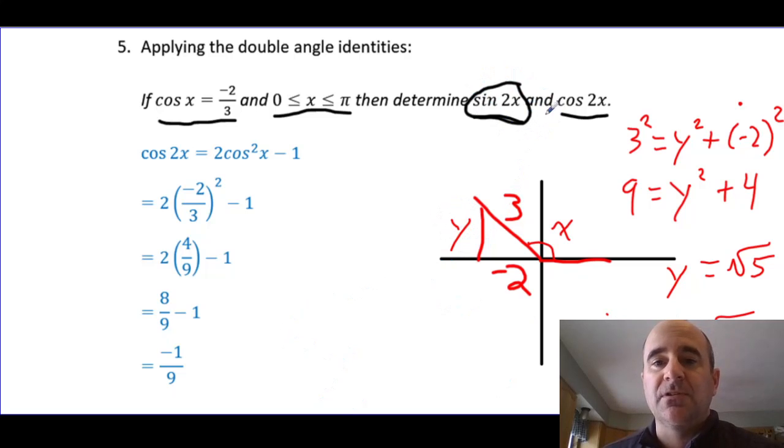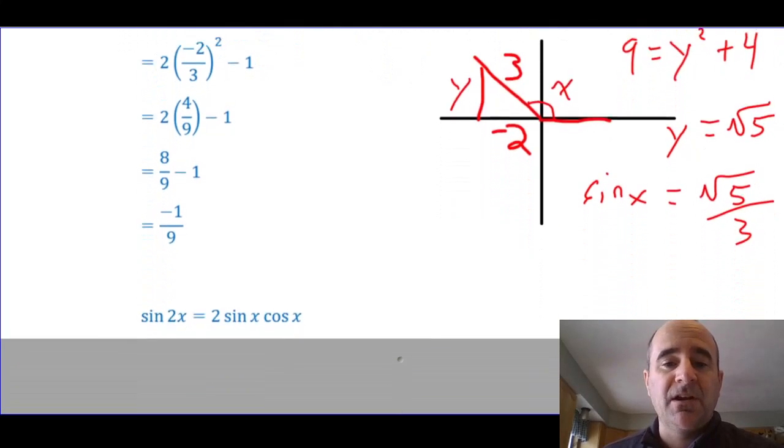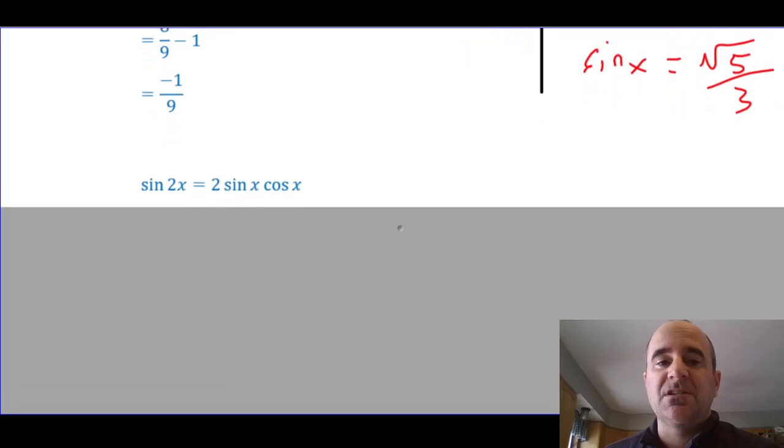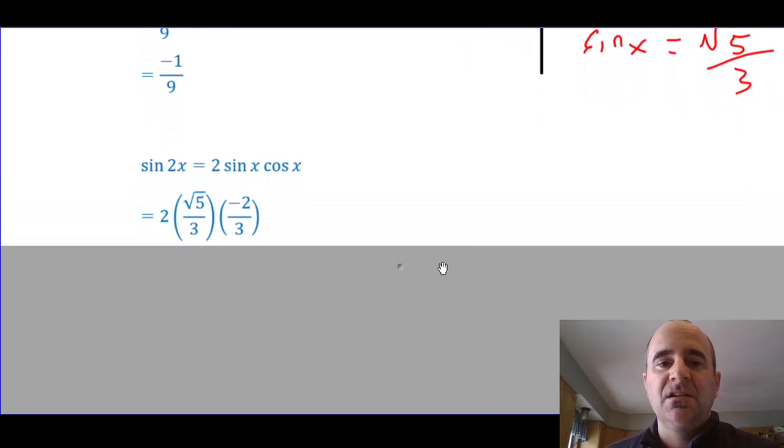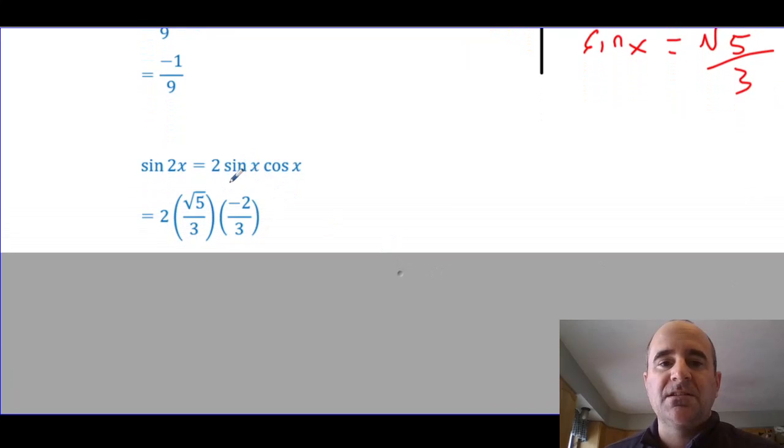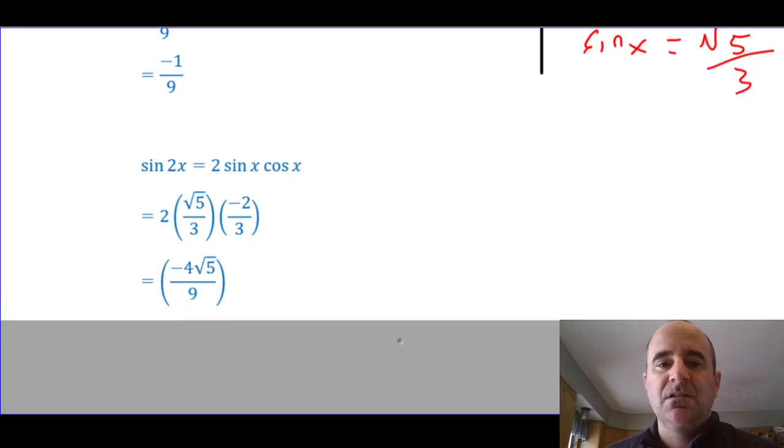There'd be 2 answers to this question. So limiting this little hint basically changes the question, so there's only one possible answer. And let's take a look at that answer right now. So the sine 2x equals 2 sine x cos x. In this case, we figured out that sine x is root 5 over 3. Of course, we know cosine is negative 2/3. And that gives us negative 4 root 5 divided by 9.